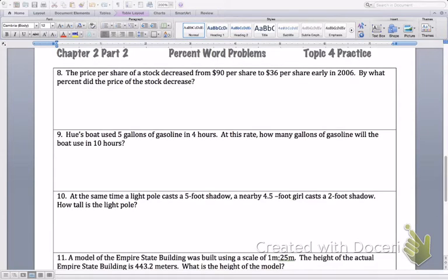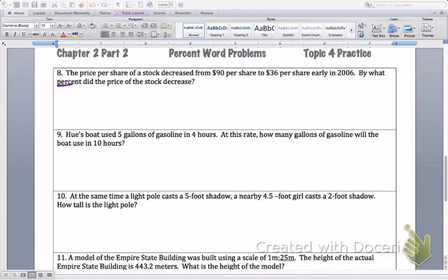Here is the practice video for numbers 8, 9, and 10 on your percent word problems topic for practice. So if we look at number 8, the price per share of a stock decreased from $90 per share to $36 per share. What percent did the price of the stock decrease?